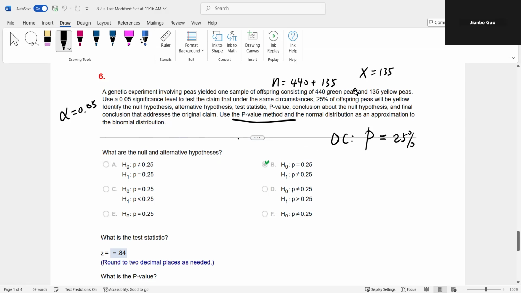So let me remember the number of successes, 135. Significance level is 5%. Original claim is p equals 25%. So the null will be the same as the original claim, because the null has to be an expression including an equal sign. And the alternative would be p is not equal to 25%. This is a two-tailed test, all right?